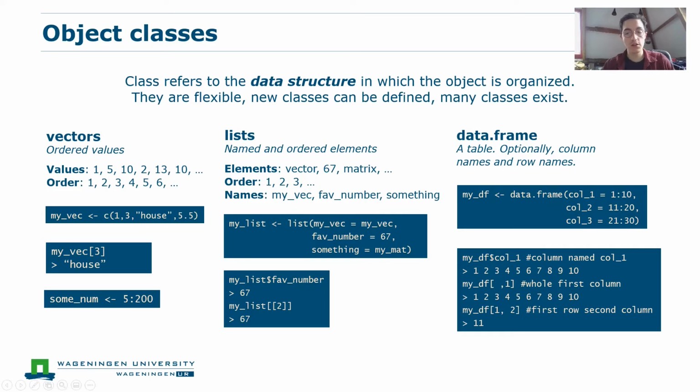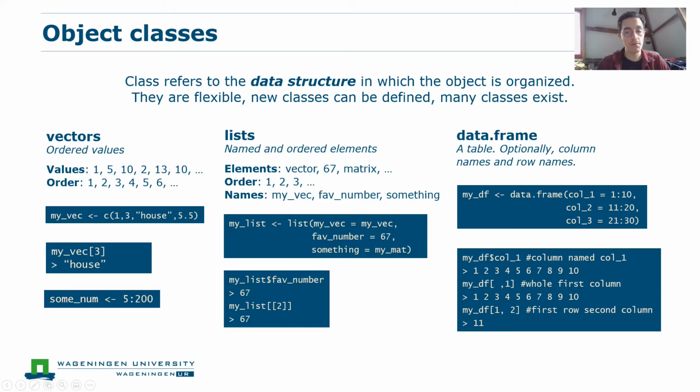You can use the dollar sign to obtain a column. So using the name of a column to obtain that column. You can also use square brackets, and you use the comma to indicate the row and the column that you want. So if you don't put anything, it will assume it's all rows or all columns. The first number is always rows, and the second number is columns. You will have to learn that by heart.